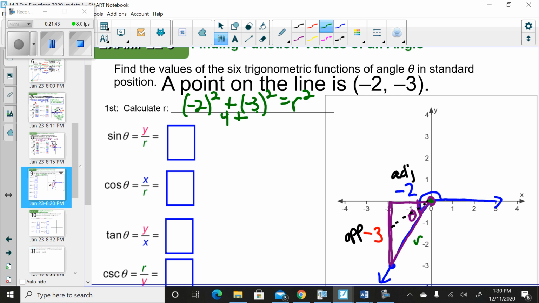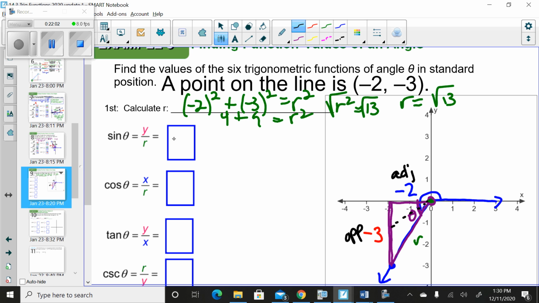So 4 + 9 = r squared. So r squared equals what? 13, square root. Oh dear, this is the first time we didn't get a whole number. No worries. Leave it as an exact answer though. If it's not a perfect square, I'd rather have you leave it as just a square root like that, so we can have an exact answer when we look at those ratios.